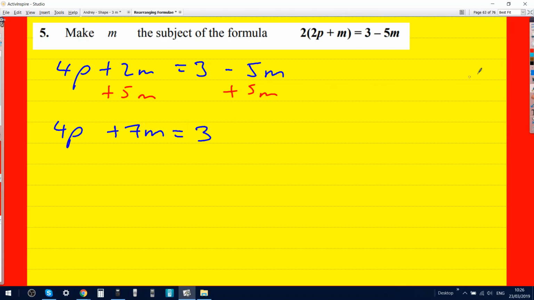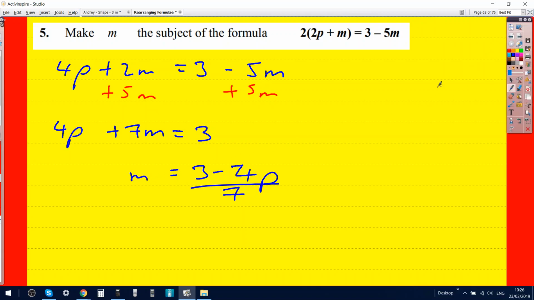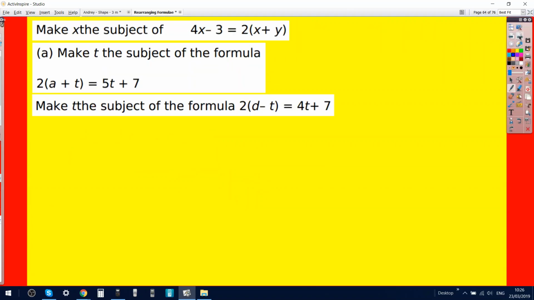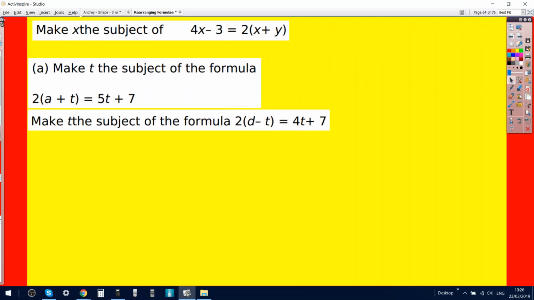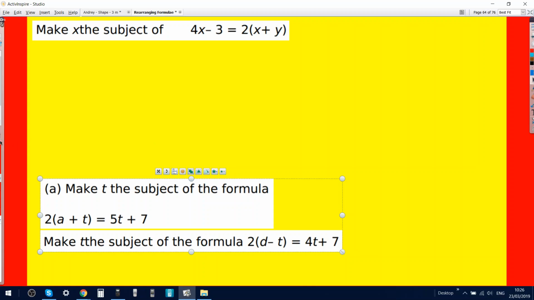Oh yeah. So then would you do 4p take away 3 take away 4p? Yeah. Divide by 7 equals m. Well done. Over 7 equals m. Brilliant. Any questions about that? No. So if one of them is a negative, then that's the smaller one. So you always add on the smaller number. Well, you always eliminate it. Like if it's a positive, you'd have to subtract it. Okay.